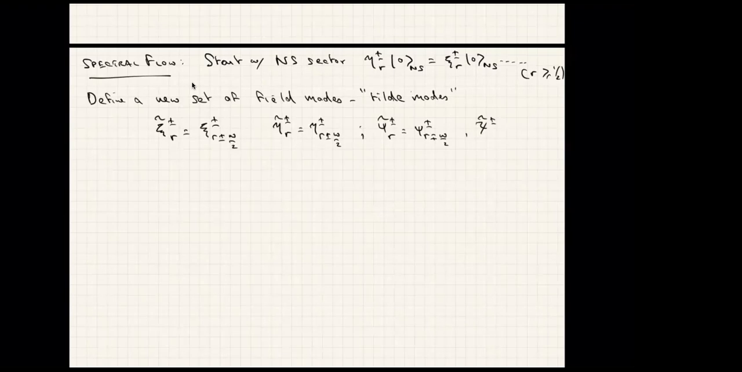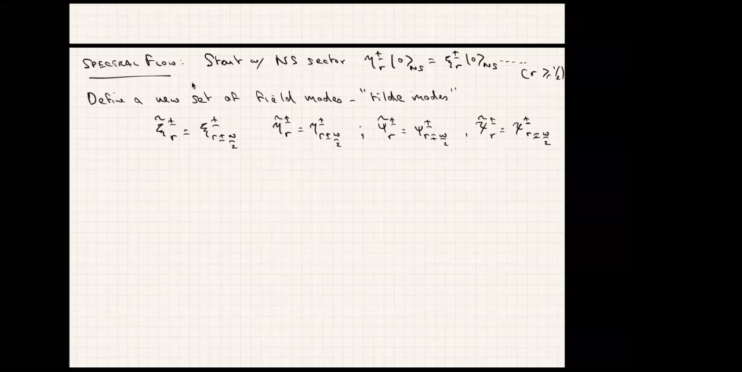So we define these spectrally flowed modes for all the fields, and they're just shifted up or down by plus minus W by 2. So why have I done this? I'll motivate it in the following way, but there are many ways to motivate it.